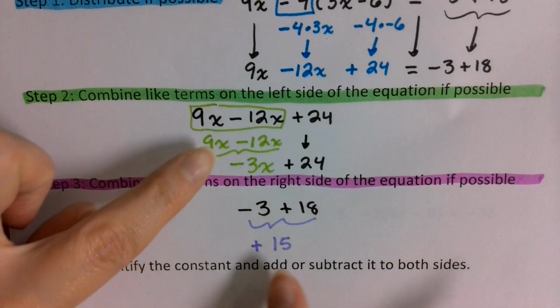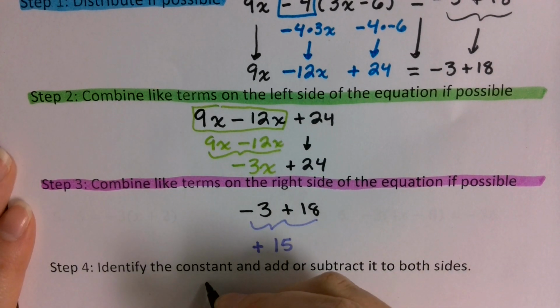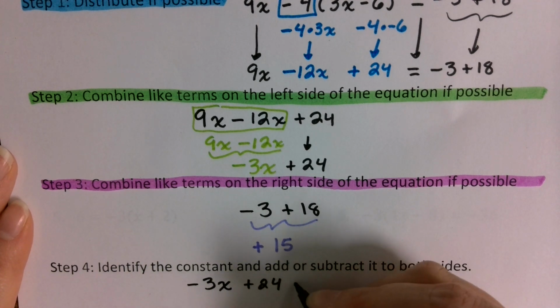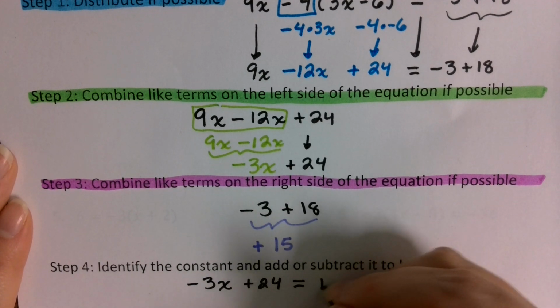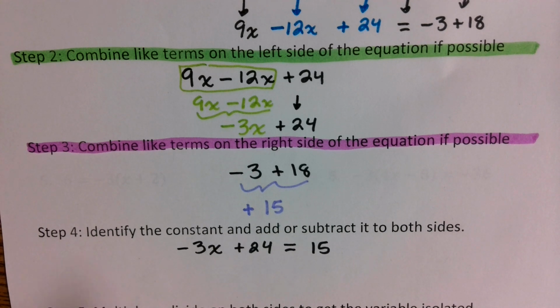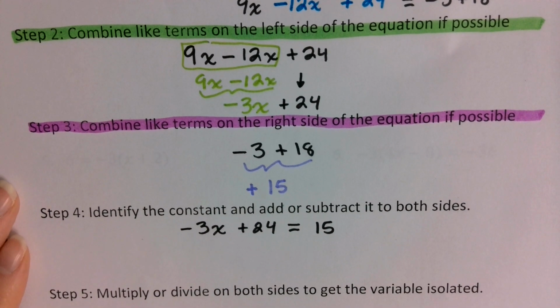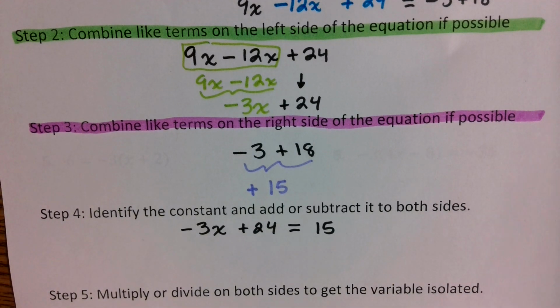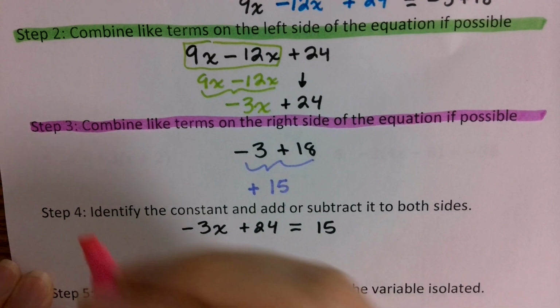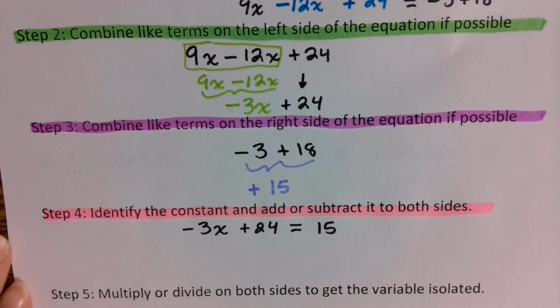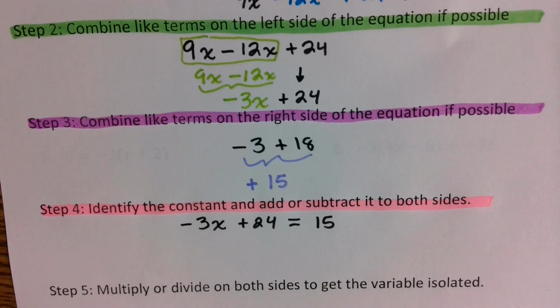Once we have simplified both sides, I can rewrite it. Negative 3x plus 24 was on the left side. A positive 15 was on the right side. Is this a two-step equation now? Yeah. Do we know how to solve two-step equations? Yes. Our first step is to always add or subtract your constant on both sides. So you have to identify whether it's an addition or subtraction problem. So are we going to add or subtract?